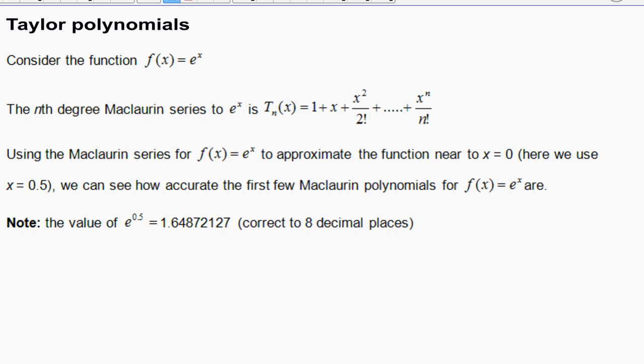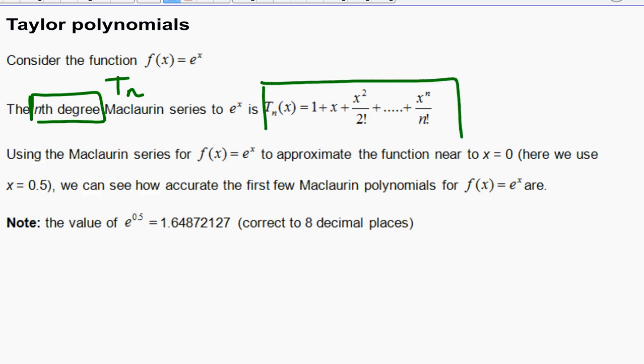So consider a function f of x equals e to the power x. The nth degree Maclaurin series for e to the power x is given by this, that is up to the nth term. Now here, remember, we are using nth degree polynomial, so that is T sub n, which is given by that. So using the Maclaurin series for f of x equals e to the power x, we can try to approximate the value of this function near x equals 0.